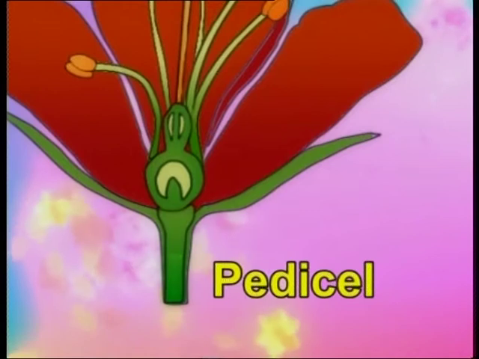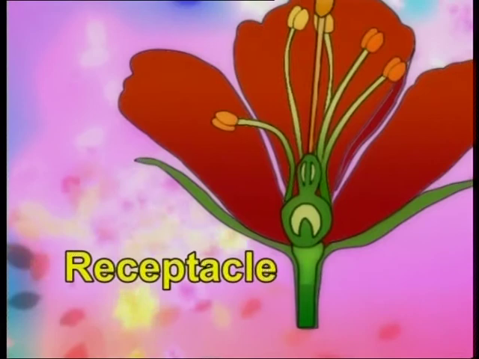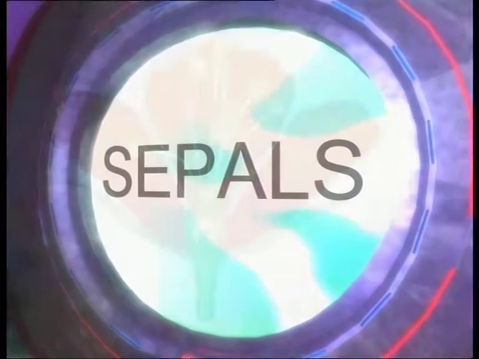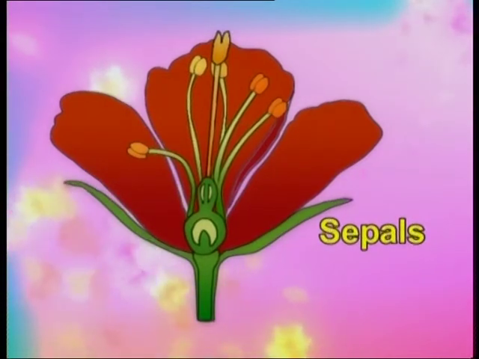Alright, we are now looking at the pedicel, which is also known as the flower stalk. The enlarged end of the flower is the receptacle. Yes, that's this one right here. Sepals are small leaves that are directly under a flower. They protect the flower when it is still a bud.